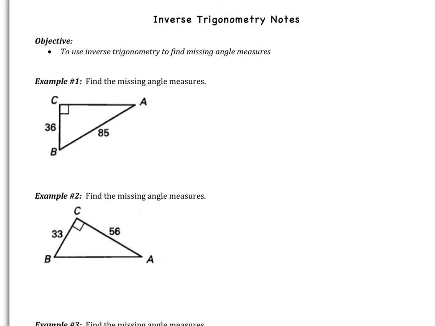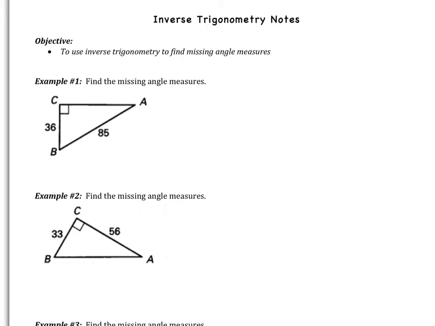Today's objective is to use inverse trigonometry to find missing angle measures. Remember that inverse operations are operations that undo each other. So addition and subtraction, multiplication and division, square root and squaring. We've learned about trig so far. We've learned how to write sine, cosine, and tangent ratios. We've learned how to use those ratios to find sides. Now we're going to use those ratios to find angles.